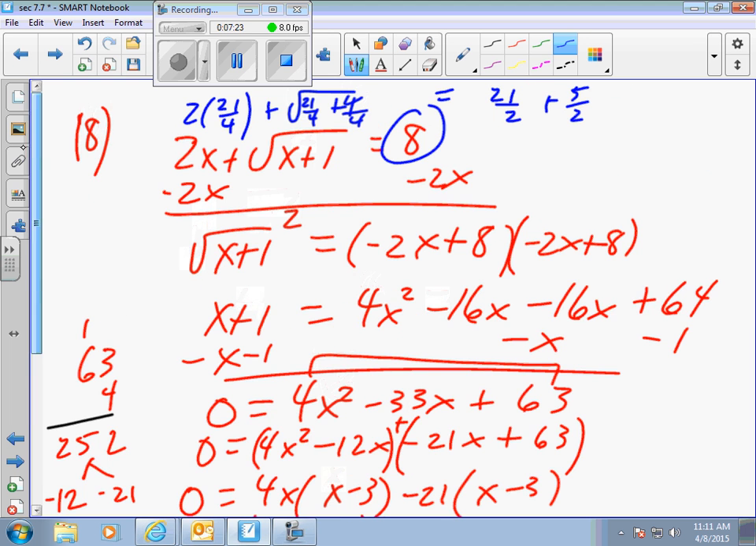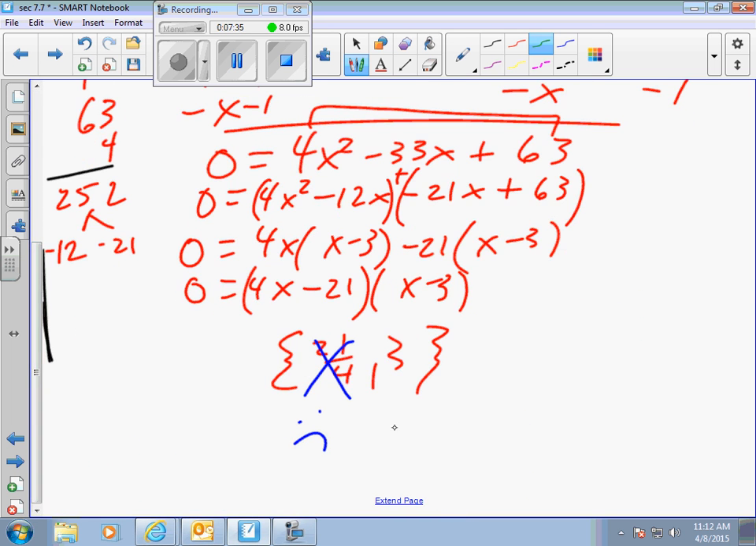And if I put in 3, 2 times 3 is 6, 3 plus 1 is 4, square root is 2. Is 6 plus 2 equal to 8? Yes, it does. So this one is not an extraneous root. That's how you do these. Good luck.